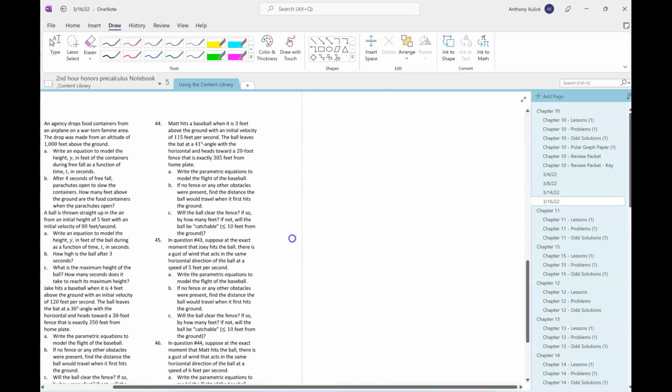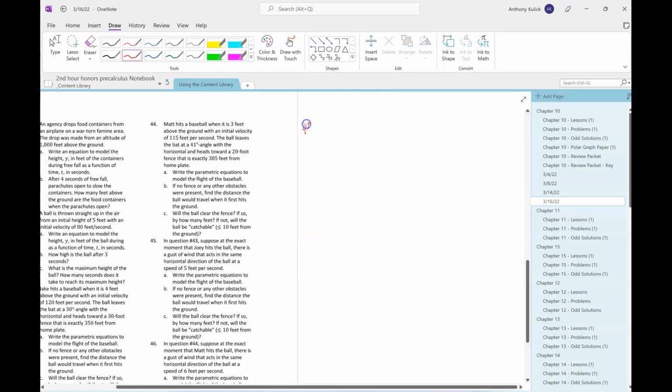Didn't work. All right. It says Matt hits a baseball when it's 3 feet above the ground with initial velocity 115 feet per second. Leaves the bat at a 41-degree angle with the horizontal, heads towards a 20-foot fence, 380 feet away from home plate. Write the parametric equation to model the ball.